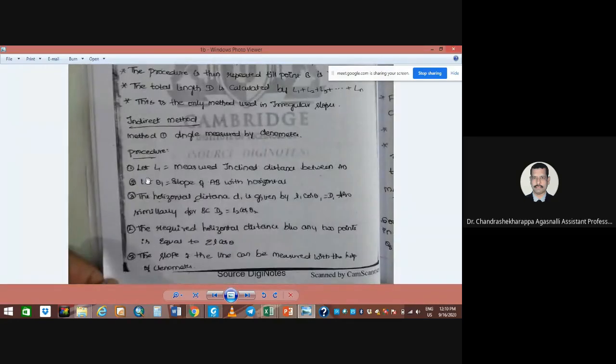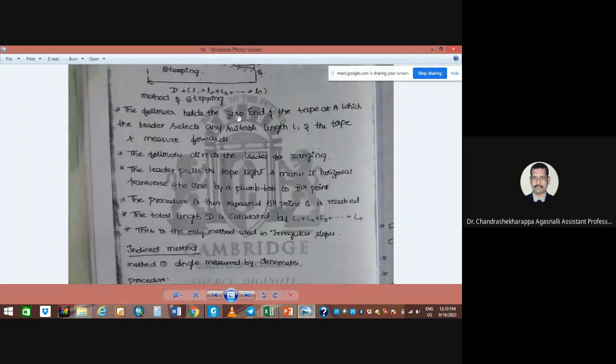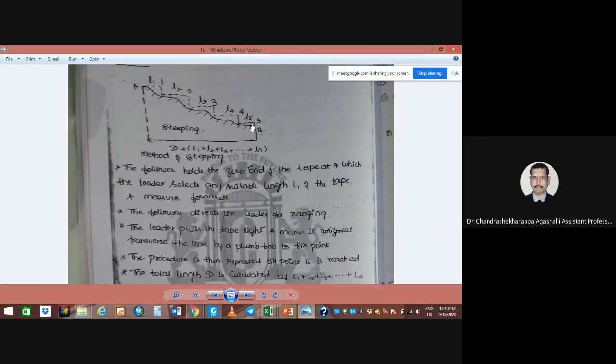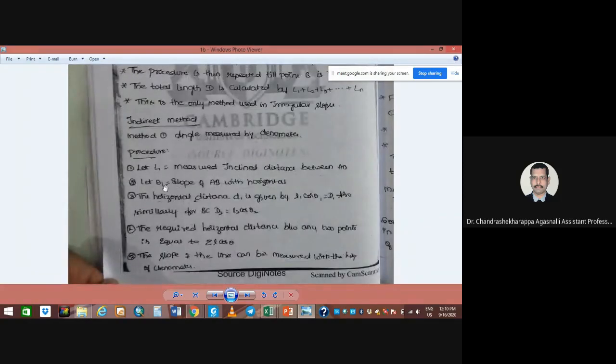In the indirect method, let L1 be the measured inclined distance between A and B. Let theta 1 be the slope of AB with the horizontal. What is the angle of this? That we have to find. Theta is the angle of inclination of the slope. The horizontal distance D1 is given by L1 cos theta 1. Similarly BC is equal to L2 cos theta 2. So the required horizontal distance between any two points, A to B, is equal to the summation of L cos theta.